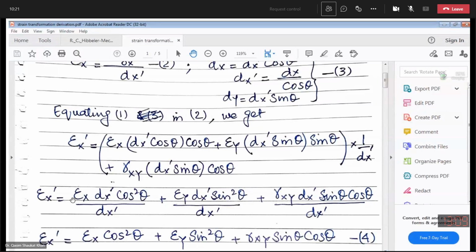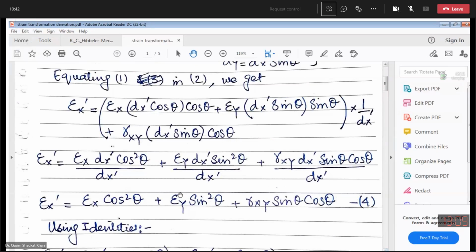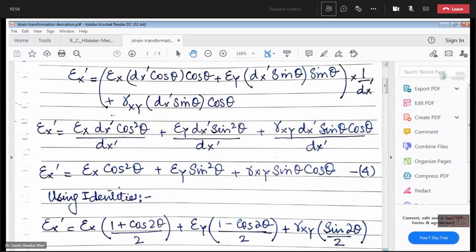So epsilon x dash is equal to epsilon x dx dash cos theta into cos theta, so it becomes cos square theta, then epsilon y dx dash sine square theta over dx dash plus gamma xy dx dash sine theta cos theta. So dx dash will cancel out in all the cases, and your final equation you will get this one, epsilon x cos square theta plus epsilon y sine square theta plus gamma xy sine theta cos theta, and then you will put the identities in this equation.